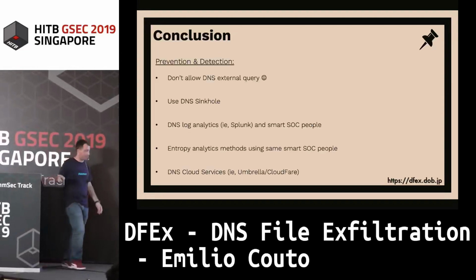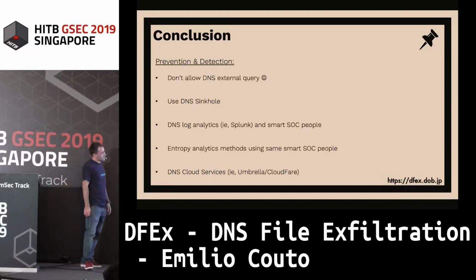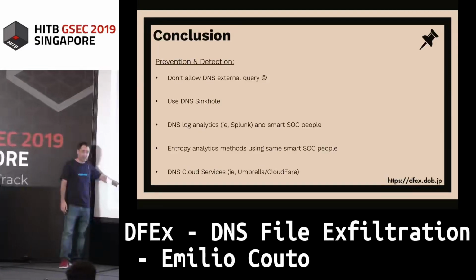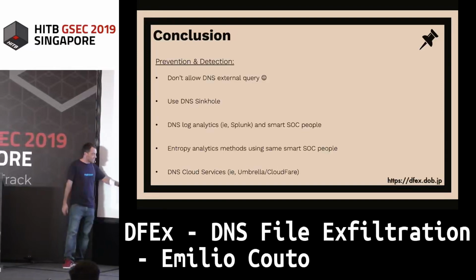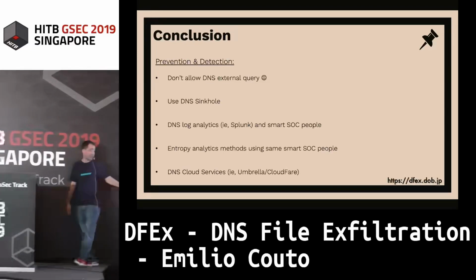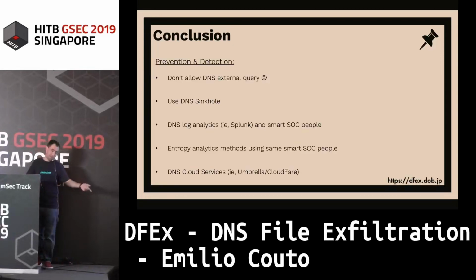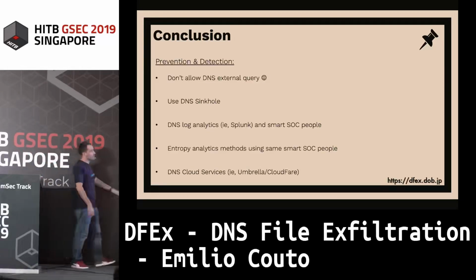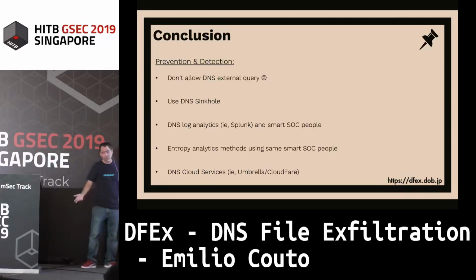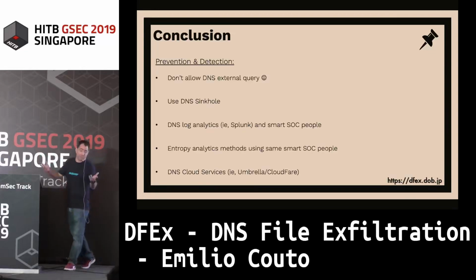You need the people. Don't forget about that one. And the last thing you can use, but that sometimes doesn't work, relies on the proxy or internet side: DNS cloud providers like Umbrella or Cloudflare. They have the smart people and the tools, building entropy analytics and logs to detect this kind of weird behavior. So one thing I didn't mention before: where do I get 50 domains or subdomains, right?